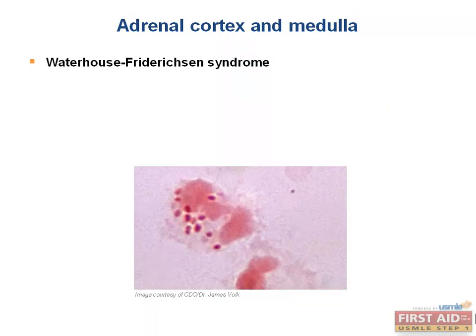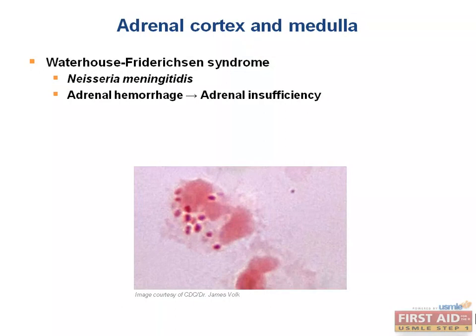Right, Neisseria meningitidis. Waterhouse-Friderichsen syndrome is a complication of Neisseria meningitidis infection that can cause adrenal hemorrhage and hence adrenal insufficiency. When this occurs, the adrenal gland is not producing sufficient hormones. As a result, the patient is hypotensive due to a decreased production of mineralocorticoids as well as glucocorticoids, which also have some mineralocorticoid activity.